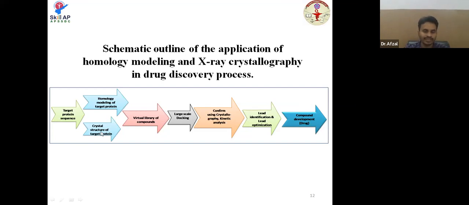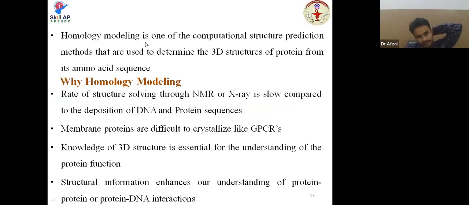But that is not always the case, because, as I told you, there are limitations in getting the crystal structure of the target protein. In such cases, we rely upon the homology modeling of the target protein. Homology modeling is one of the computational structure prediction methods. Here we use computational tools to predict the 3D structure of a protein from its amino acid sequence. Why homology modeling? Because the rate of structure solving through NMR and X-ray is slow compared to the deposition of DNA and protein sequences.